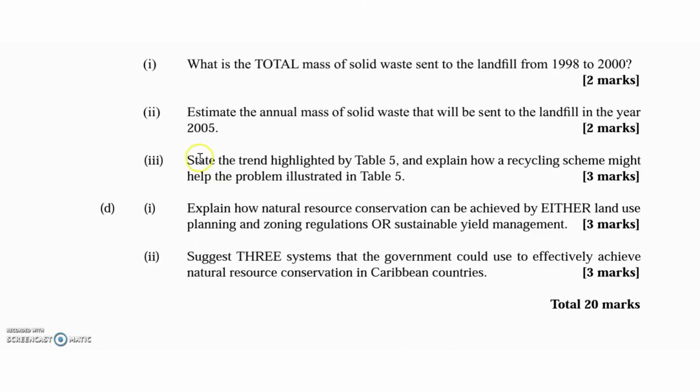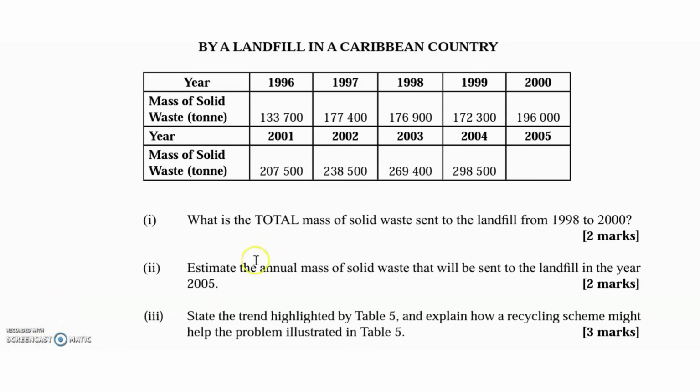All right, so part 3: state the trend highlighted in table 5 and explain how a recycling scheme might help the problem illustrated in table 5. Now, first and foremost, we have the trend, which is 133,700 at the year 1996. And we realize progressively that the values actually increased, on a general perspective, with the exception of a few years, like these two middle years here. But generally speaking, the trend that we observe is an increase in the mass of solid waste being sent to the landfill.